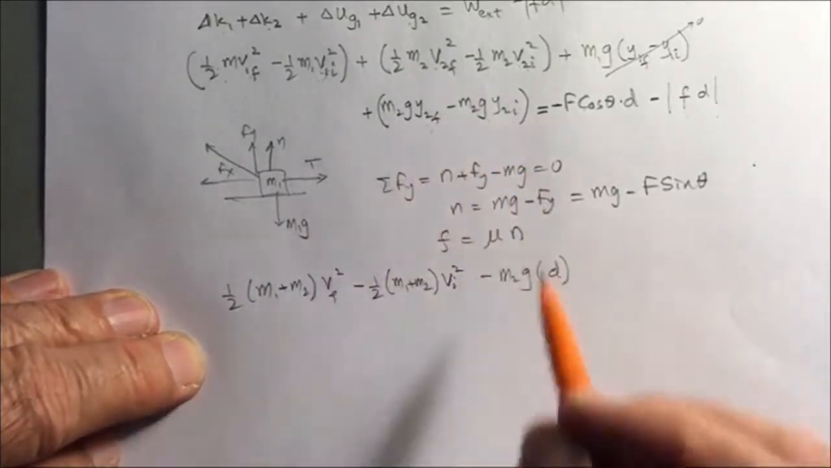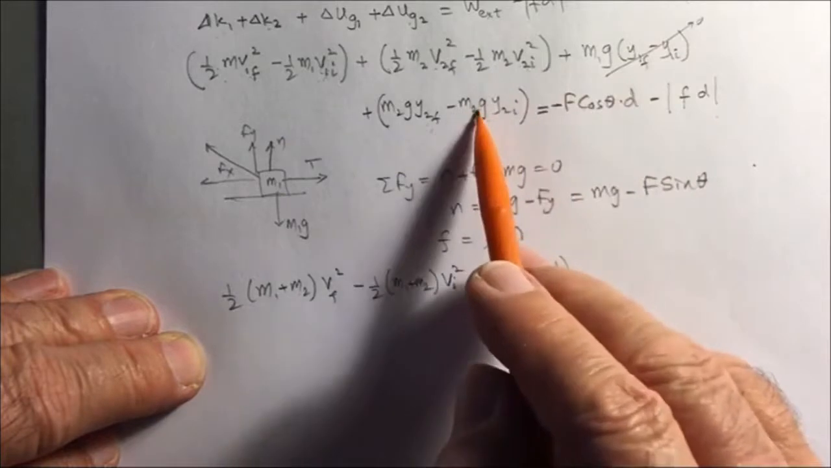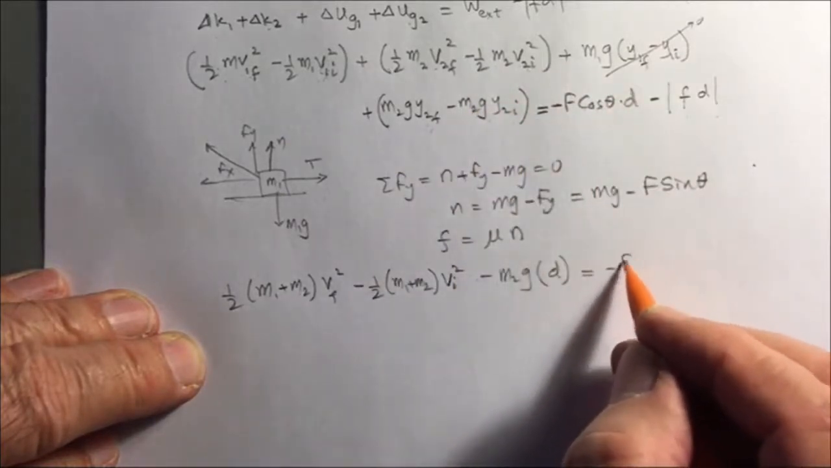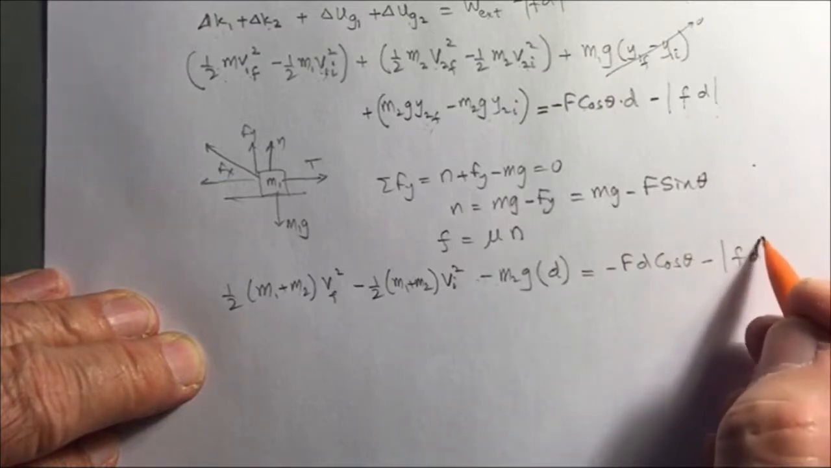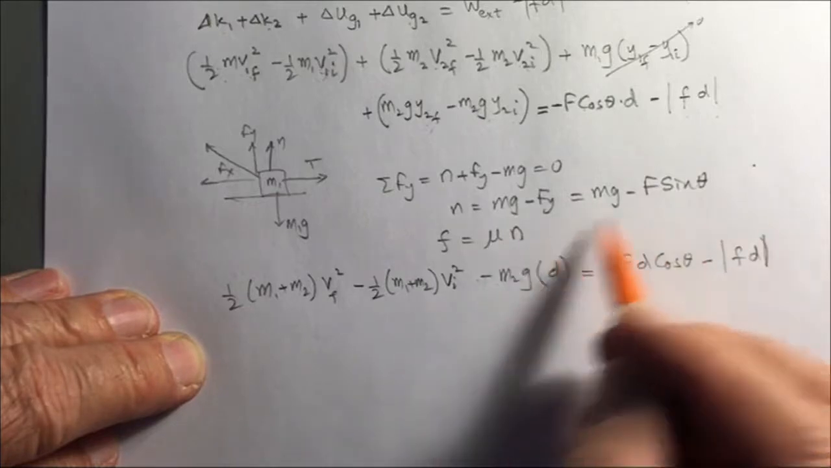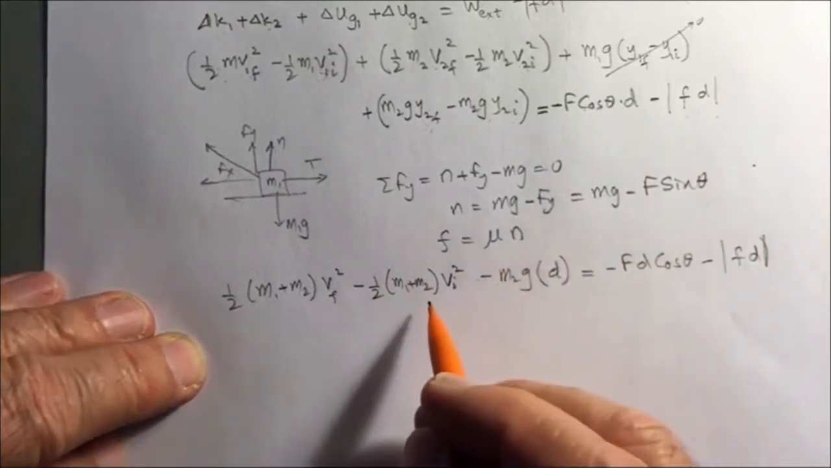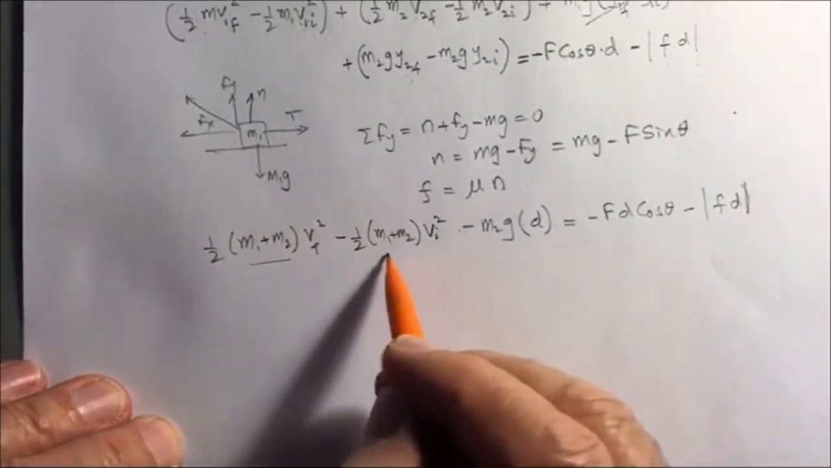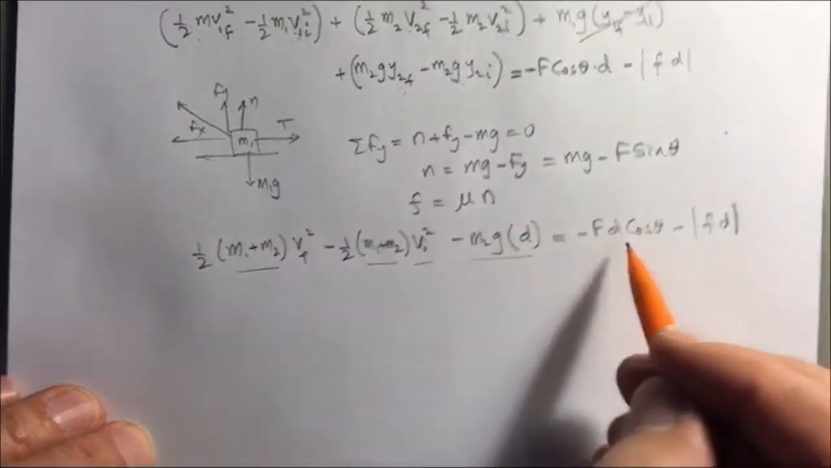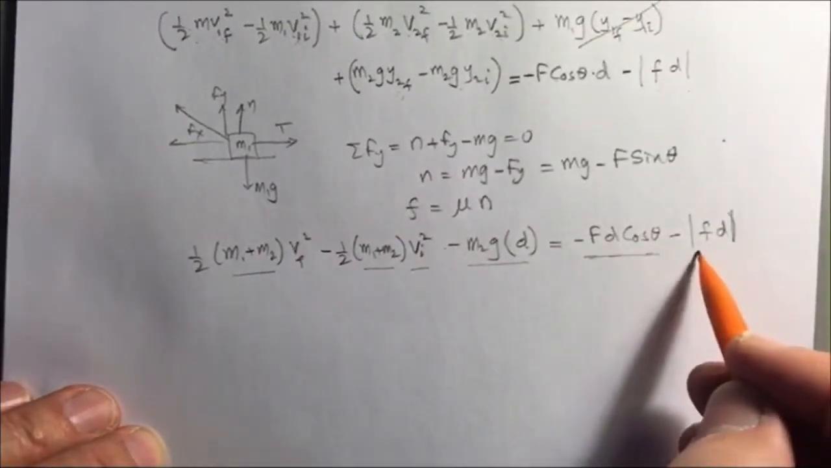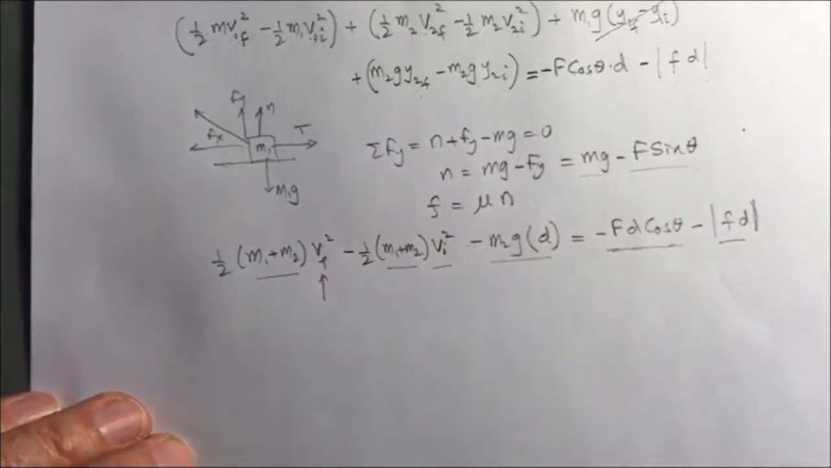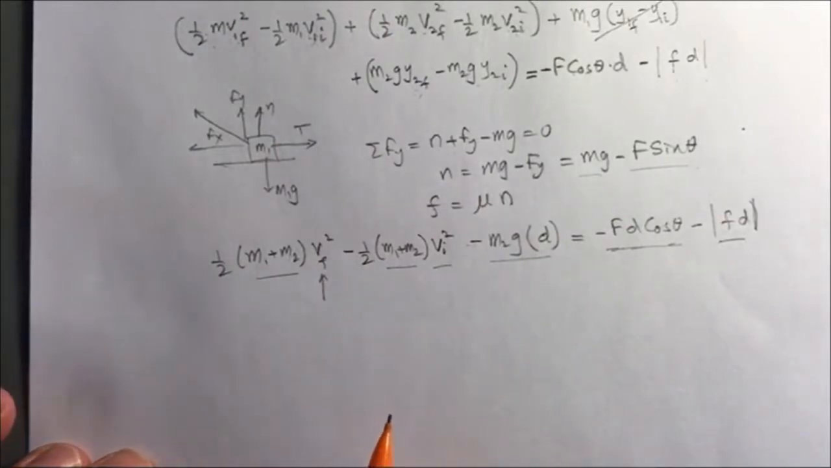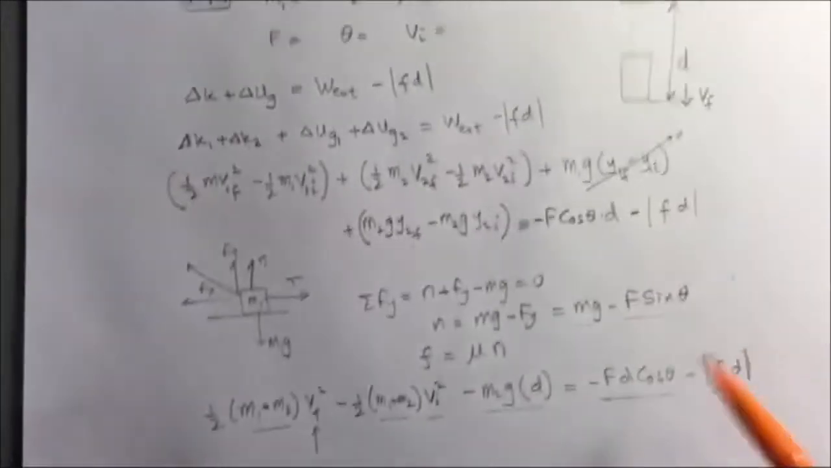y final minus initial will be negative d, that's this term, and then we have equals minus f d cos theta and minus f d, where the friction is given by here. Now, based on what we were given as the initial conditions, we know the masses, we know the initial velocity, we know all of this, and therefore the only unknown is v, which we can solve and find. Now, if there were no friction, well, we just remove that term.